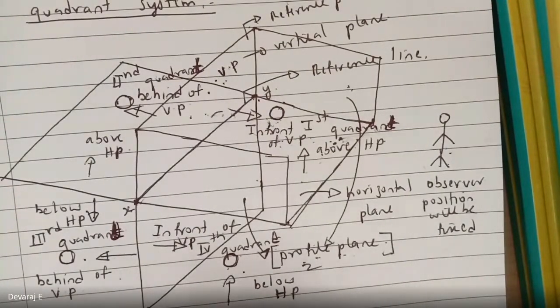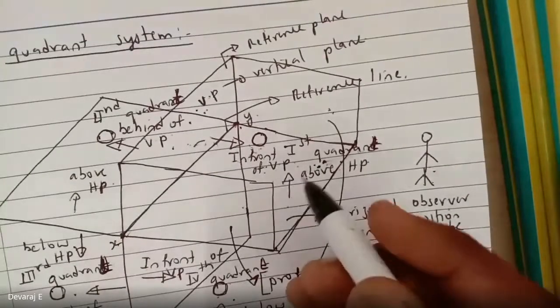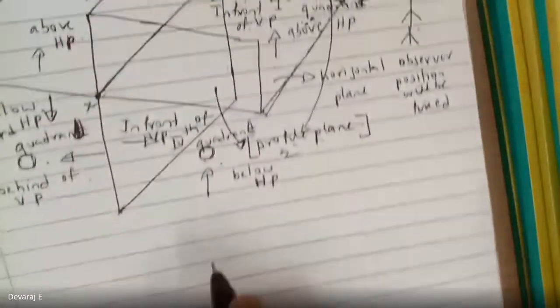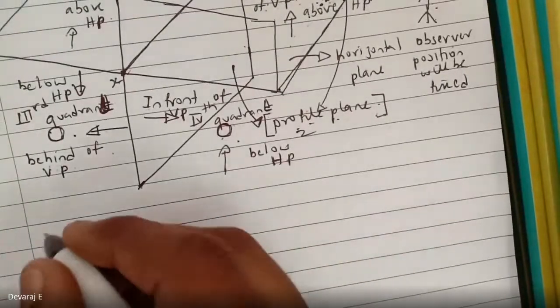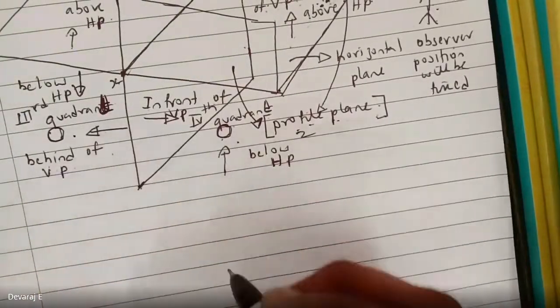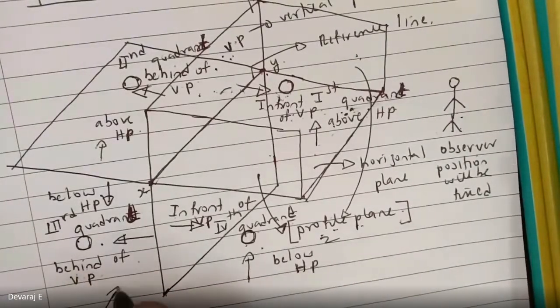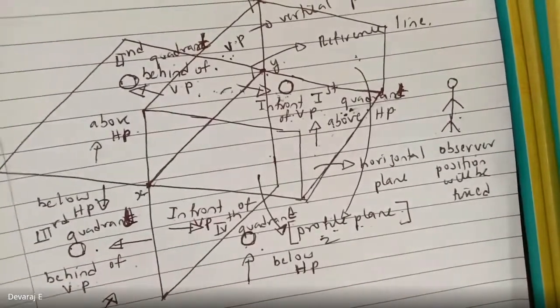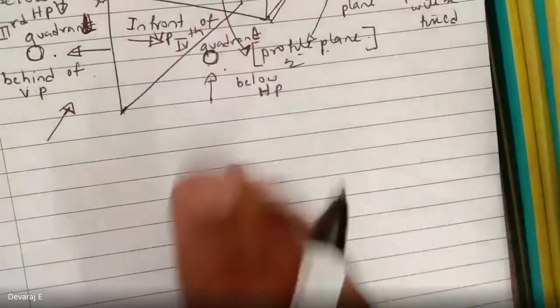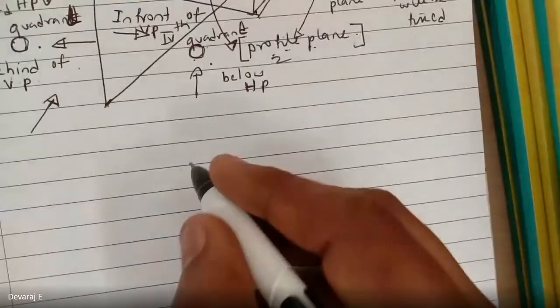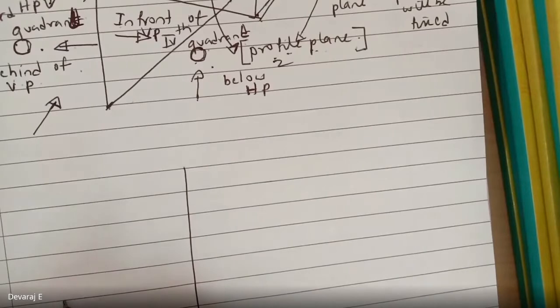Does anyone have any doubt? No, sir. Okay. So I will write here. I'll write the first quadrant. When you see like a front view and convert this into 2D, it will look like a plus mark.